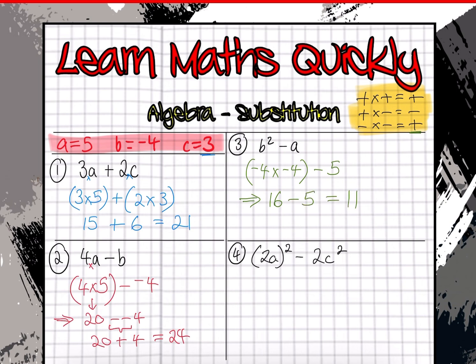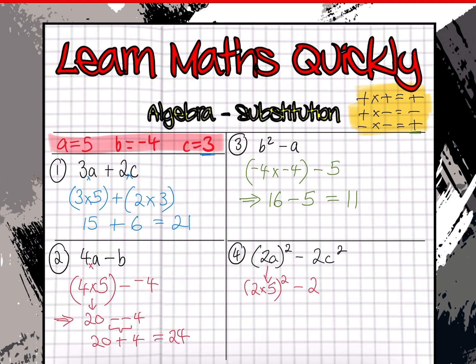Now 4 looks a lot more complicated, mainly because there's lots of squares, there's brackets, there's all sorts going on here. So let's break it down into simple steps. So again, with BIDMAS, remember, BIDMAS starts with brackets. So we do the bracket first here. So we've got 2 times by a. So that's 2 times by 5. Then we put our brackets and we're squaring our answer. Then we're subtracting 2 times by c, which is 3.